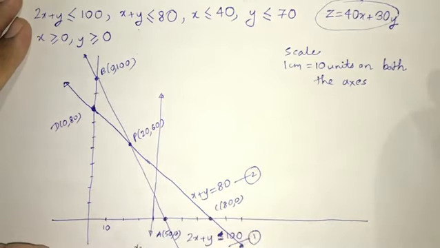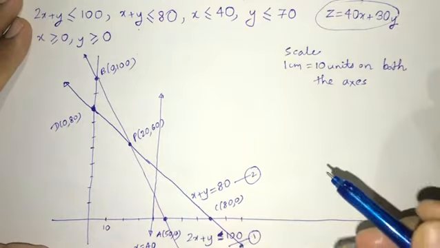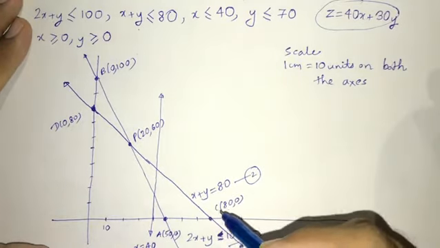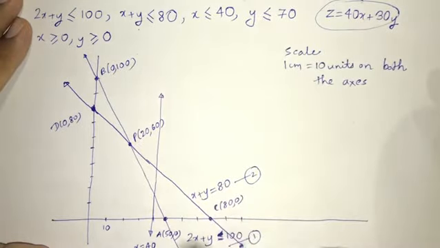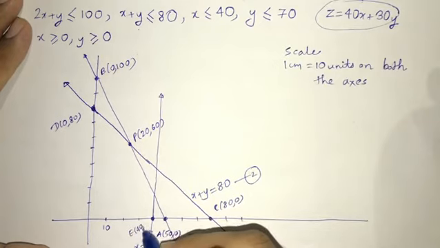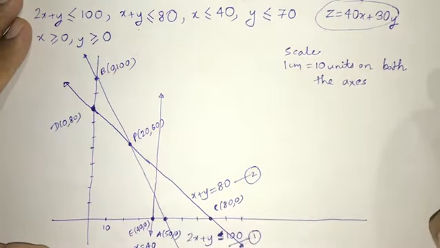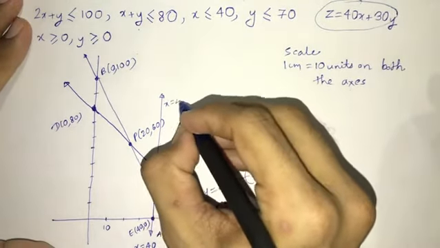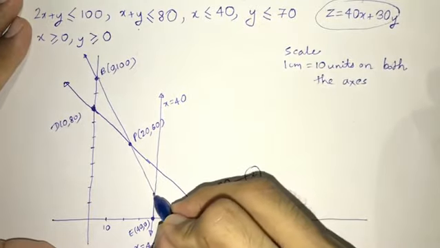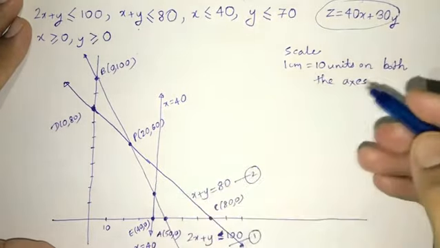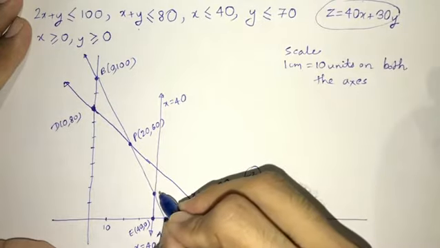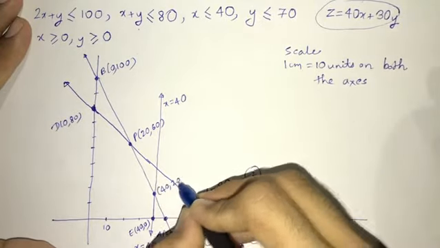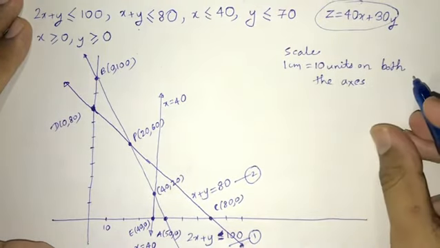Now x is 40, a straight line. I made AB and CD, then I can say this is E at (40, 0). This is x equal to 40, intersecting here. If we put x as 40, we get the point (40, 20).